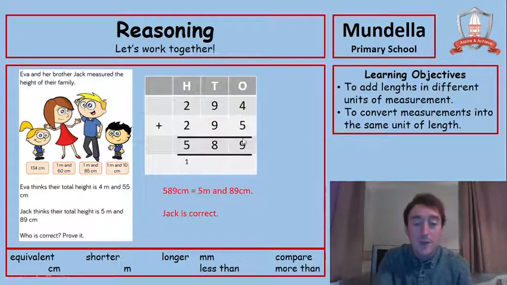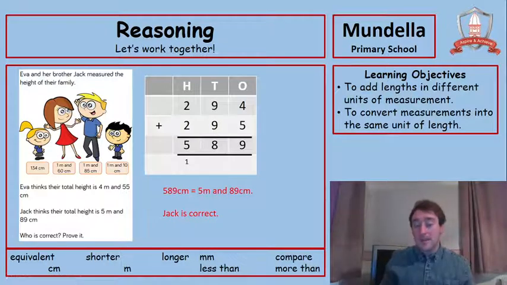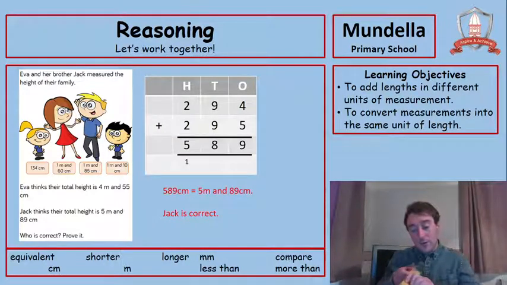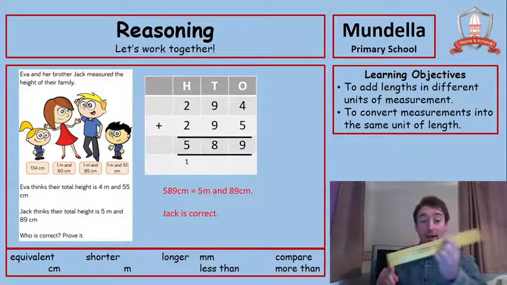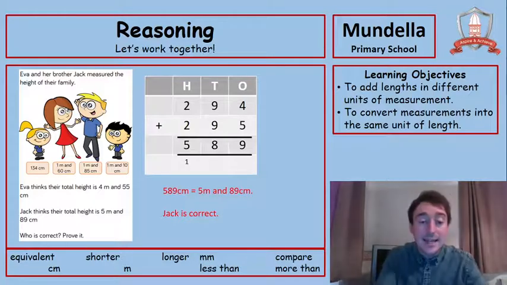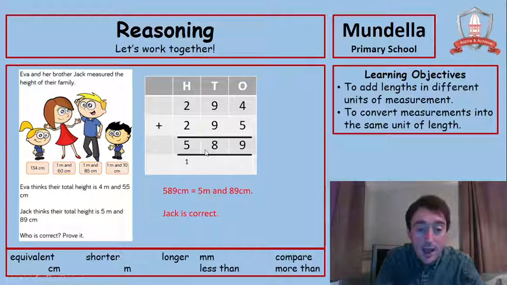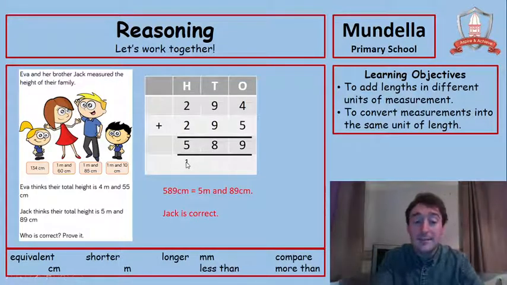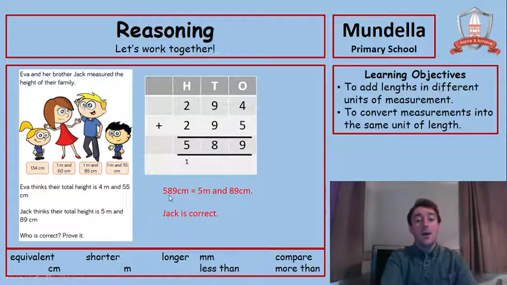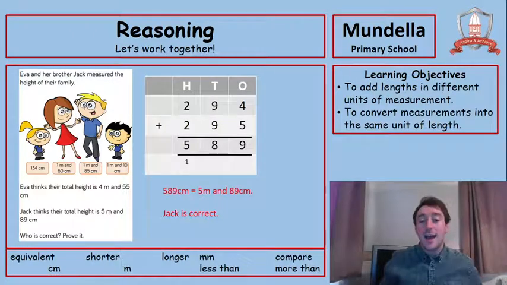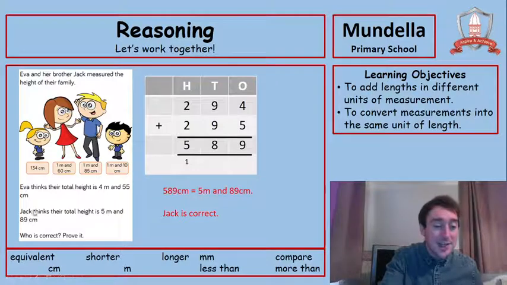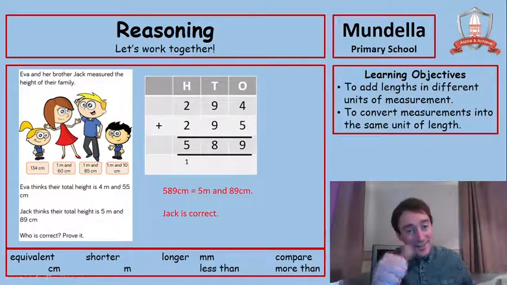So we've got 4 add 5 is 9, 9 add 9. Now look, that goes over 10 again, doesn't it? 9 add 9. We can even do this on our rulers to help us. We've got 9. And if you count 9 along, you'll land up on 18. So that 8 of the 18, we're going to put in this column here. And then we're going to carry our 1 over for the tens into the next column. Okay, so 2 add 2 is 4, add that extra 1 is 5. And we know that 589 centimetres is the same as 5 metres and 89 centimetres. And that's exactly what Jack said, wasn't it? So Jack, well done, you are correct.